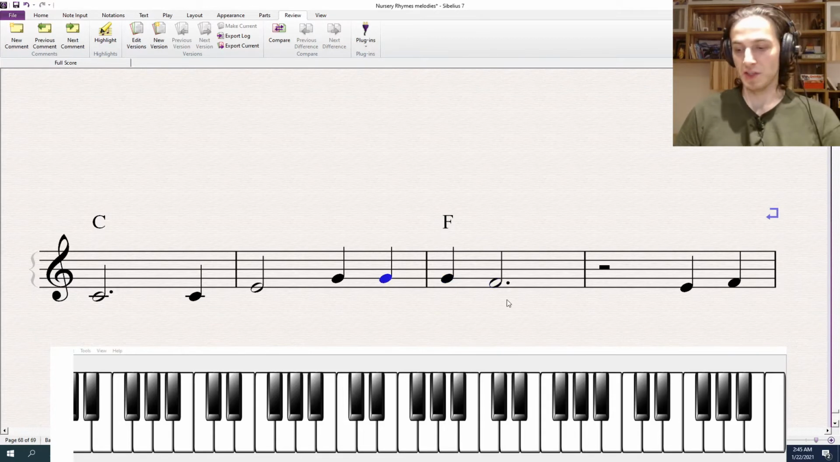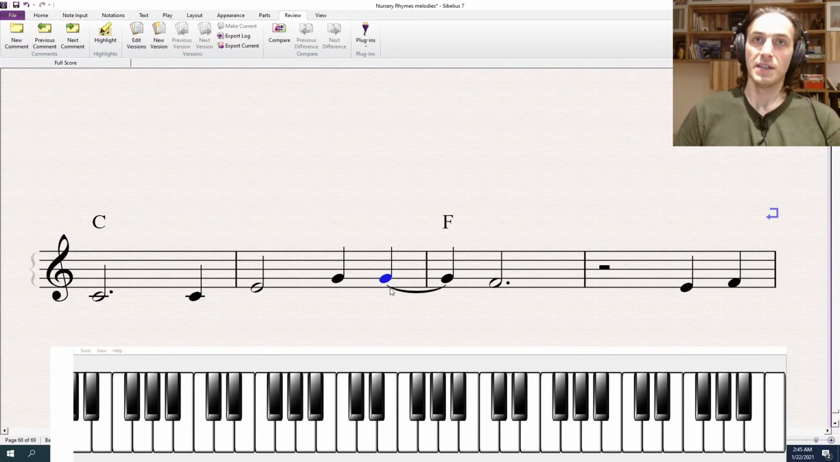Traditionally, suspensions are written with ties, and this would technically be an appoggiatura, but for all intents and purposes, we're going to call it a suspension. And suspensions almost always resolve downwards. The suspended note falls down.